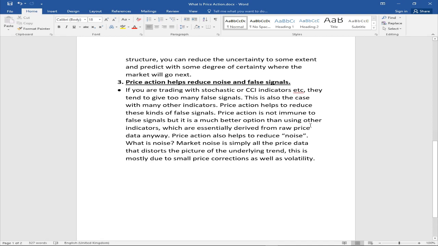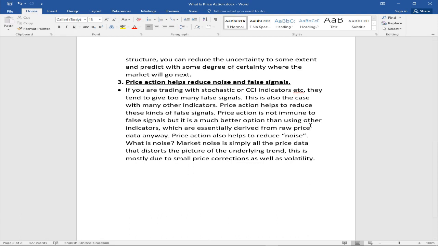Point number 3 says price action helps reduce noise and false signals. So if you are trading with stochastic or CCI indicators, which I wouldn't advise you to do, guys, okay? There are some traders who use those and they are profitable, they make money, and they are consistent. But then, I don't prefer people using indicators, okay? It's better trading off a naked chart than adding indicators to it, because indicators are lagging, guys. They give you a signal after the market has made the move. Okay, so you're always late to a trade when you use indicators, guys.